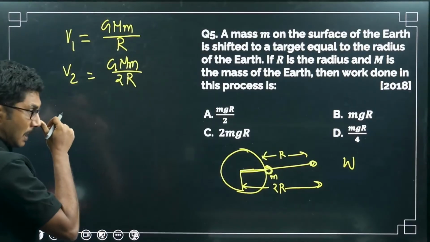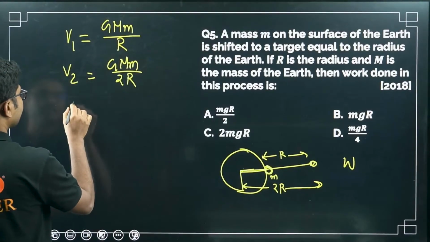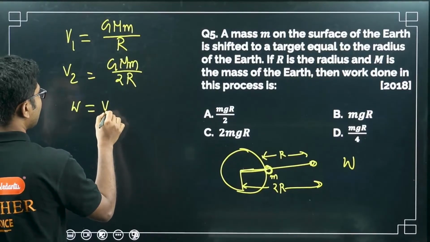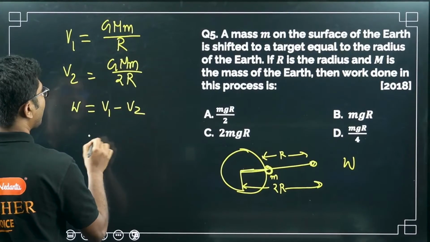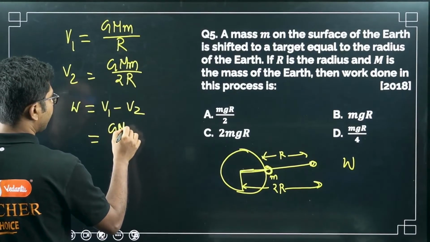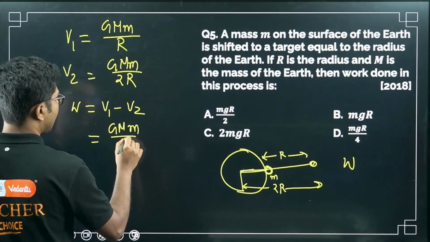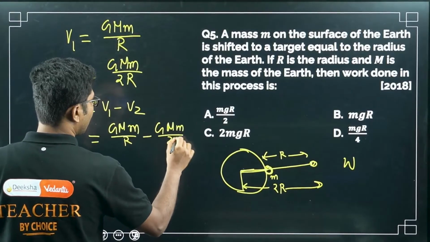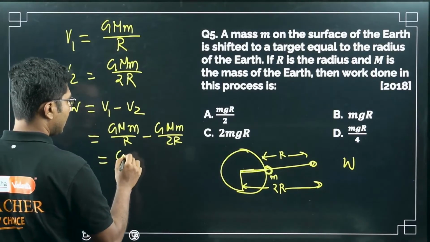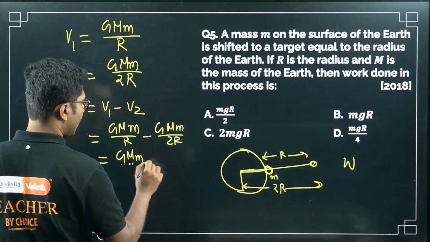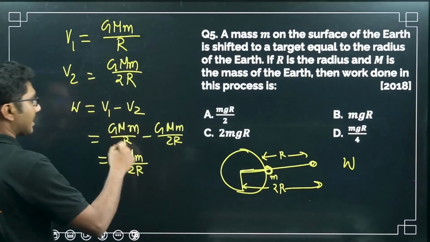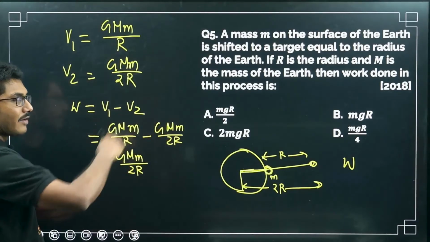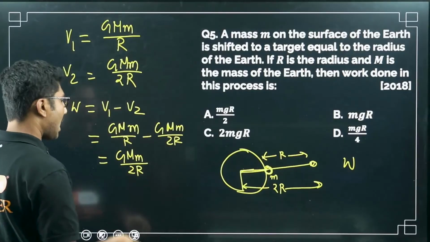So what is the work done? Work done is V1 minus V2, that is GMm by r minus GMm by 2r, which will be GMm by 2r. You can consider this to be 1, this is half, so 1 minus half is half, right?